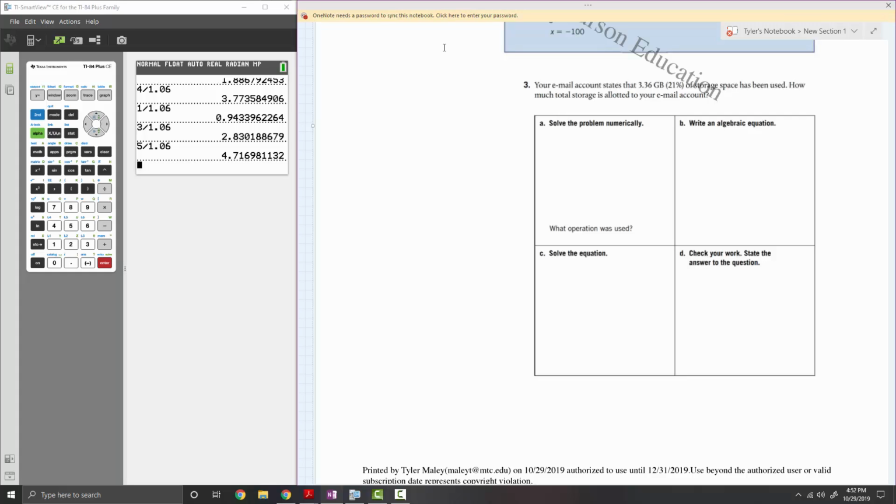All right, so then this next one says your email account states that 3.36 gigabytes, 21% of storage space, has been used. How much storage space is allotted to your email account? This one maybe is kind of difficult. I think it's easier to do algebraically, but it can be easy to do numerically if you draw a picture and think about it like a meter, right? So I'll do that now.